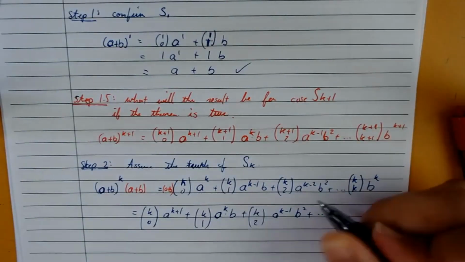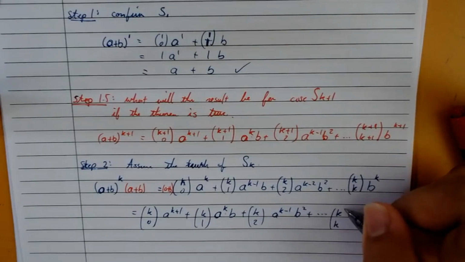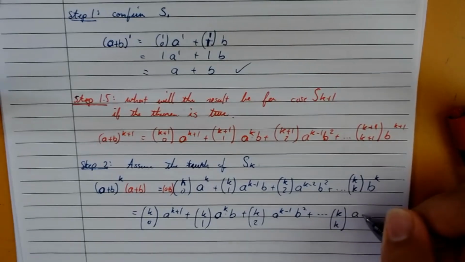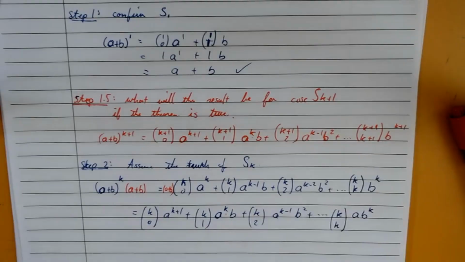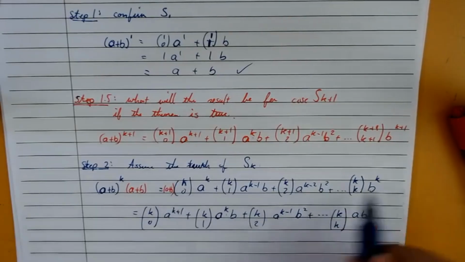Didn't have one before, it's going to get one now. So it's going to be k choose k, a, b to the power k. Okay? So what I've done right now is I've distributed my a's. But now I have to distribute my b's.